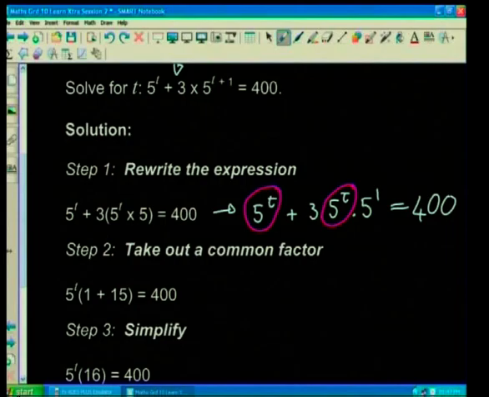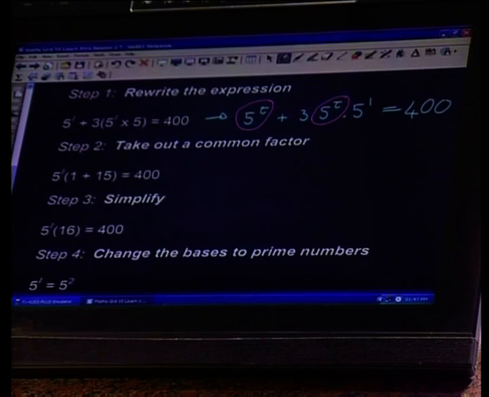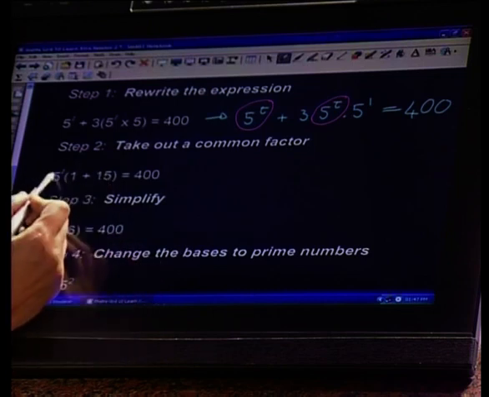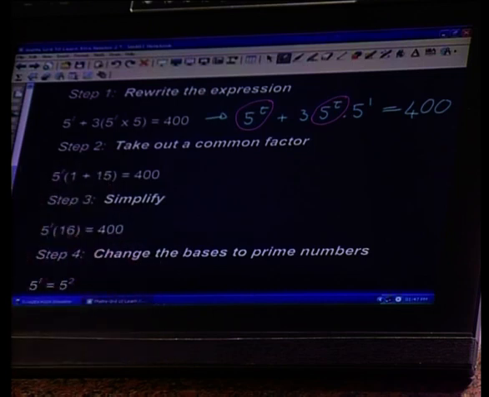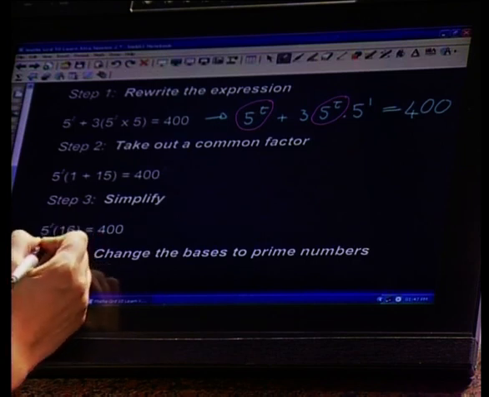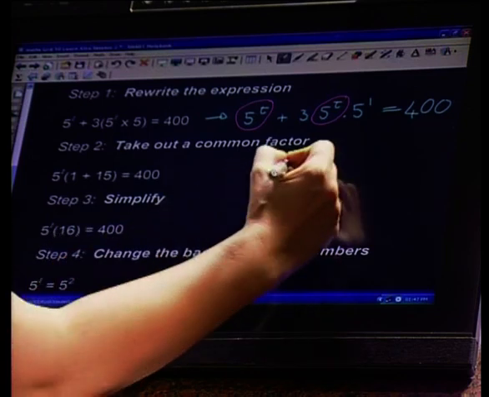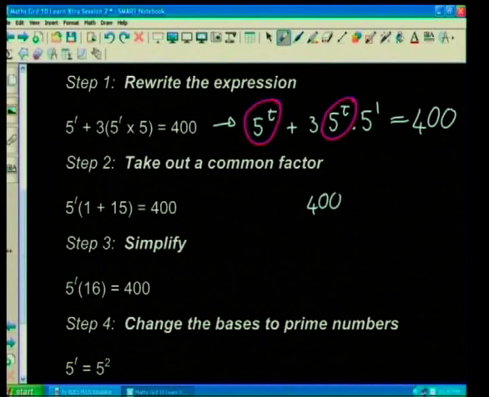How do we get rid of that 16 over there? And why do we want to get rid of the 16? We want to get rid of the 16 because we need 5 to the power of t isolated. Because the 16 is multiplying the 5 to the power of t, when we get rid of it, we've got to divide both sides by 16. 400 divided by 16 is going to give us an answer of 25, which is, of course, 5 squared. And that's how we get that over there.